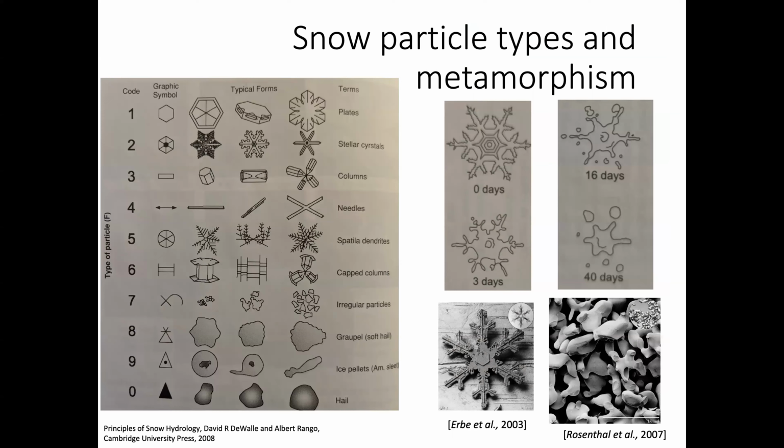For snow, there are many different types of crystal types that can be formed in the atmosphere. The picture on the left shows the type of particle, along with coding that scientists and avalanche folks use, with typical forms of each particle and their names. I won't go through the conditions that form all of these particles, but if you have access to this book, you can look further. It's probably pretty easy to find on the internet as well.